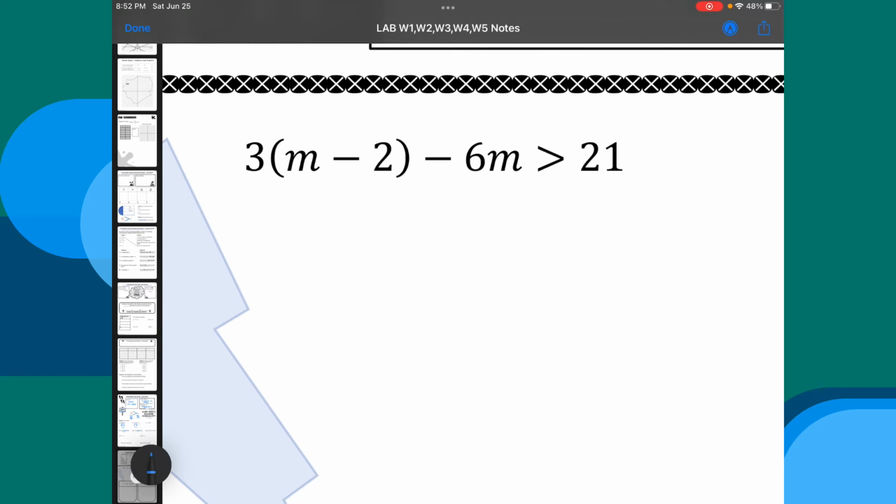Here I see I have parentheses, so I'm going to start by distributing 3 times m. I notice I don't have a number in front of m, so I'm going to make my invisible math visible. Now I know I'm multiplying 3 times 1 to get 3m. Then I'm also going to distribute the 3 to the negative 2. So that gives me negative 6. All the other pieces drop down.